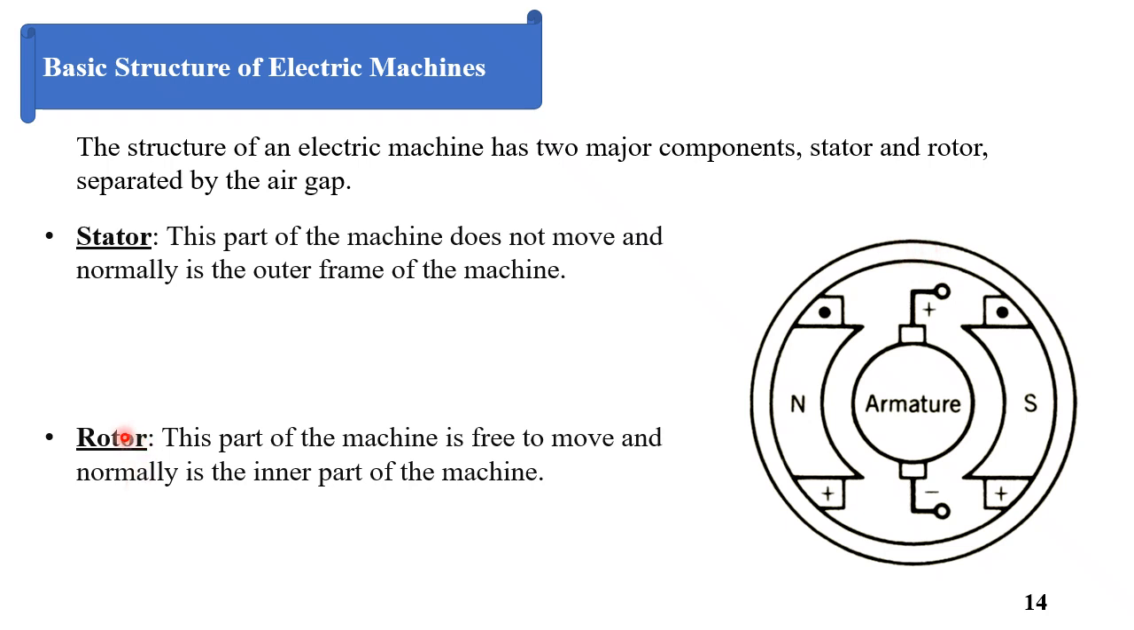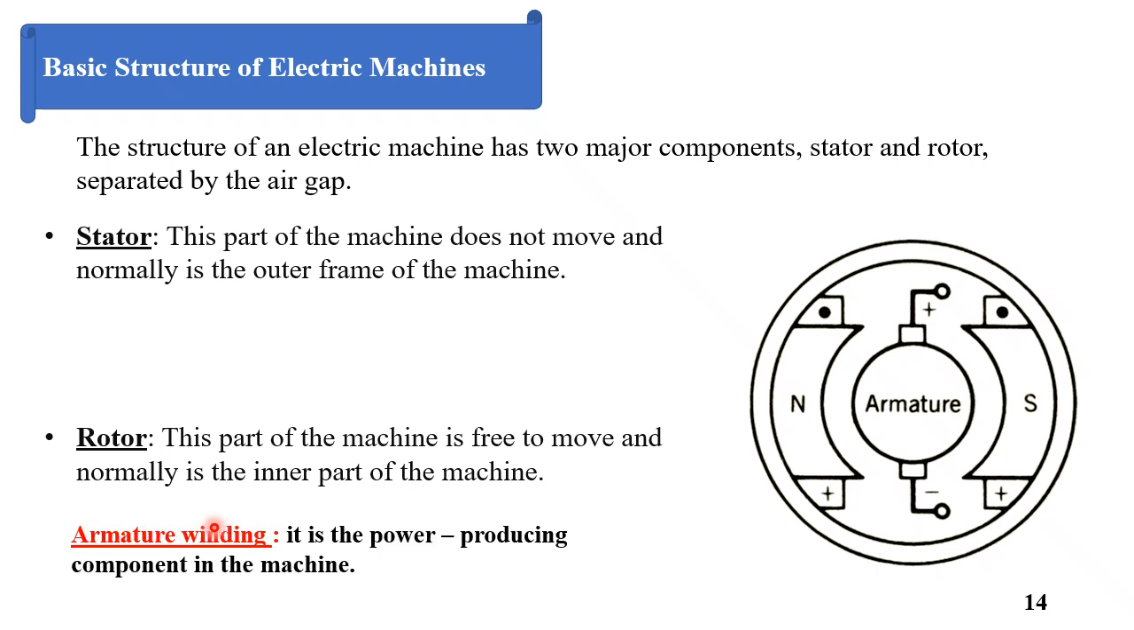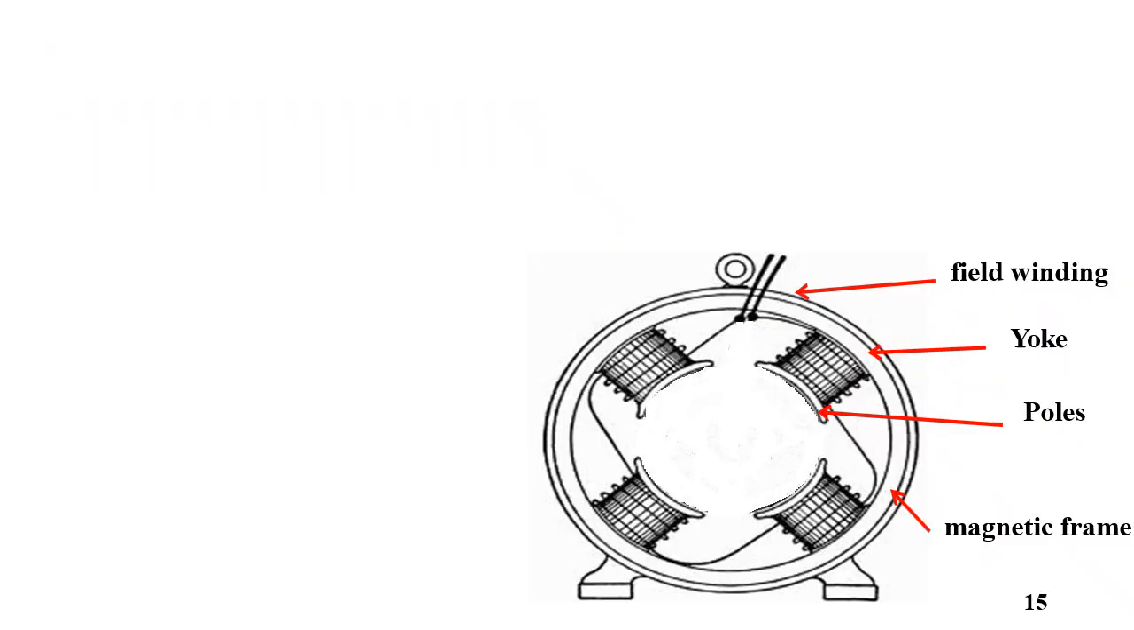And the rotor, the second part, is the part of the machine free to move. It is normally the inner part of the machine. This is the rotor, which is the power producing part of the machine. The armature winding is the power producing component in the machine.